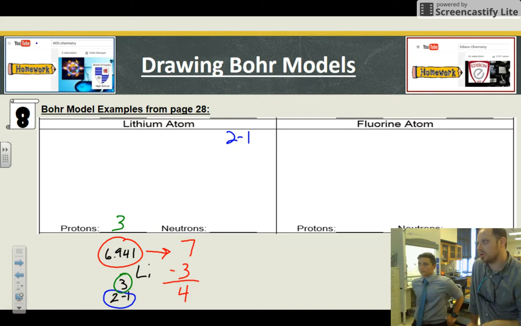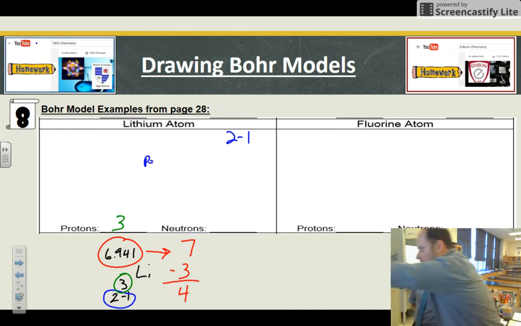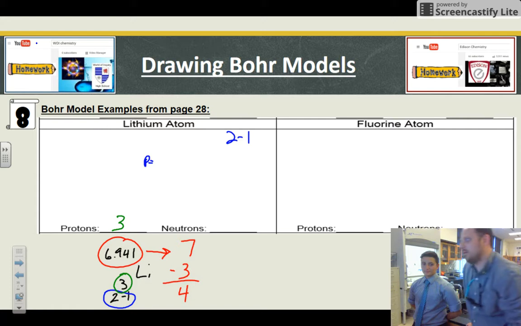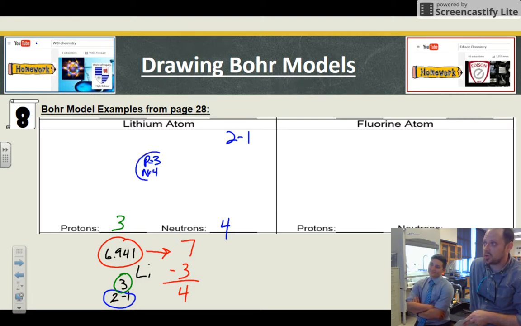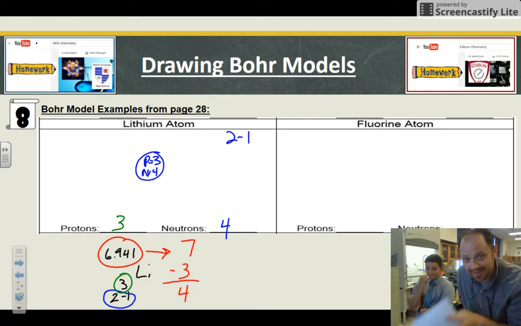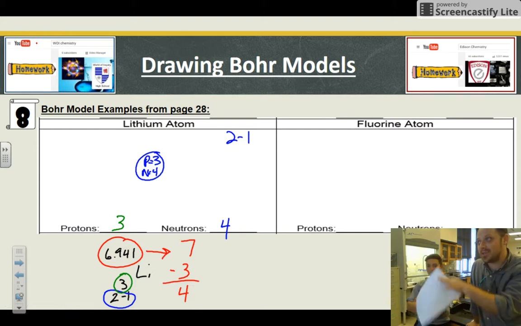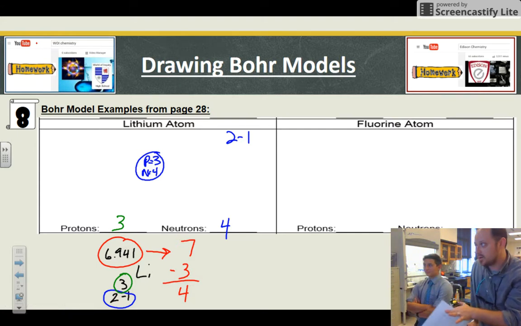Okay, so write your neutrons in there. So protons equals 3, neutrons equals 4. And he's going to put a circle around that. That first circle is the nucleus containing the nucleons. That is not an energy level, so we will not draw any electrons there.